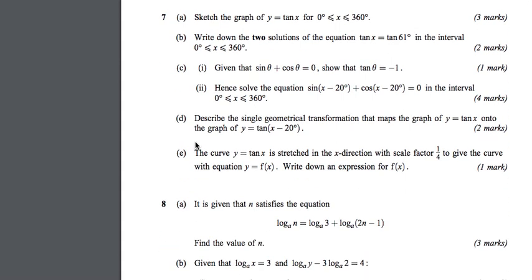Hence solve the equation in the interval given. So this is another one. It's just more algebra, isn't it? Trying to find out where this line crosses the other line. So sine x minus 20 plus cos x minus 20 is just this thing, but theta is x minus 20. Sine of this plus cos of this is 0. See, it's exactly the same thing. And we've just said that tan theta is -1. So I can replace that theta by x minus 20.